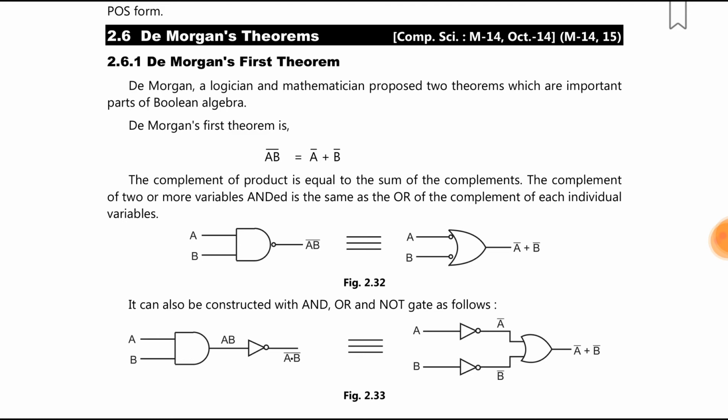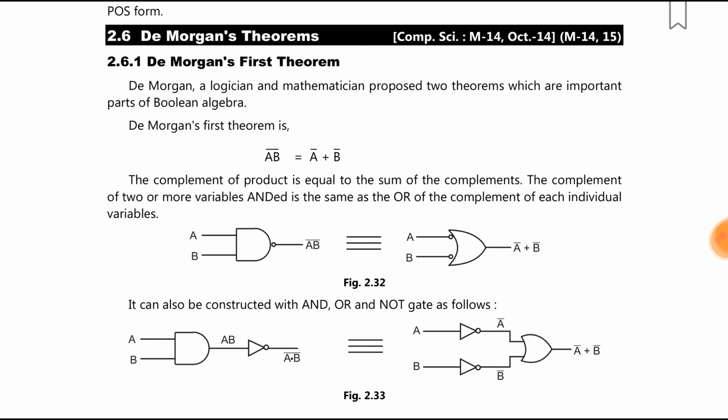De Morgan's first theorem is: (AB) bar is equal to A bar plus B bar. The complement of a product is equal to the sum of the complements. The complement of two or more variables ANDed is the same as the OR of the complement of each individual variable.